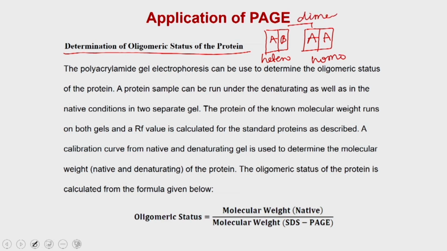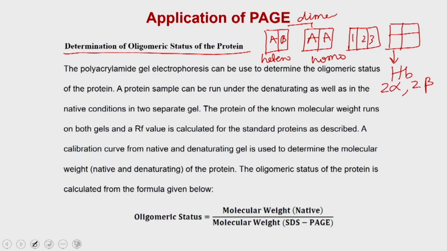So, this is the dimer, which means two subunits are present. These two subunits could be two different subunits A and B, or it could be one subunit present in two copies. Similarly, you can have trimers, with 3 units like 1, 2 and 3, or you can have tetramers. One classical example of a tetramer is hemoglobin, where you have 2 alpha chains and 2 beta chains. So, if you are making the hemoglobin in the E.